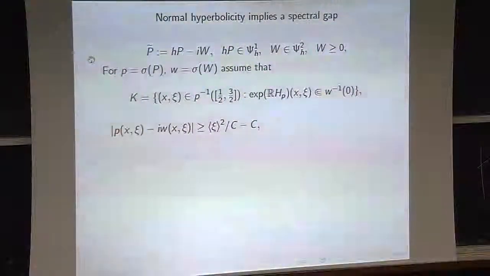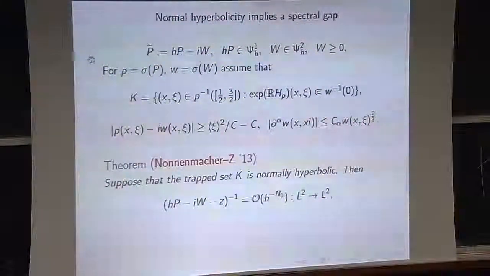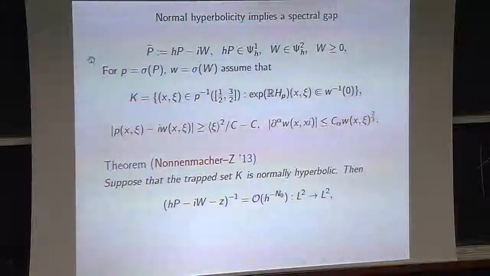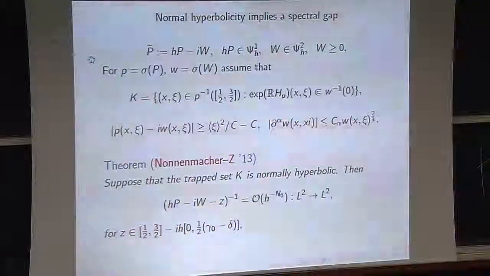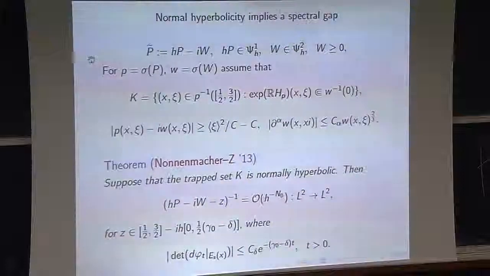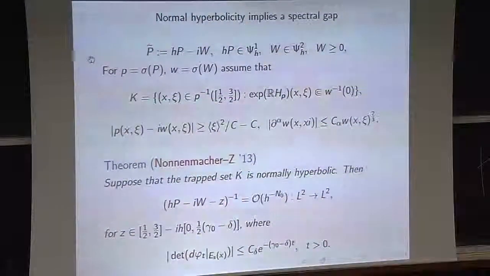And there's the fact that we have ellipticity near infinity, and there's a technical assumption that I will mention. And the statement of our result with Nonnenmacher is that if the trapped set is normally hyperbolic, then you have a nice bound on the resolvent in this strip where gamma is the same. P can be very general. In fact, our motivation was quantum systems, because these normally hyperbolic sets also arise in molecular dynamics.